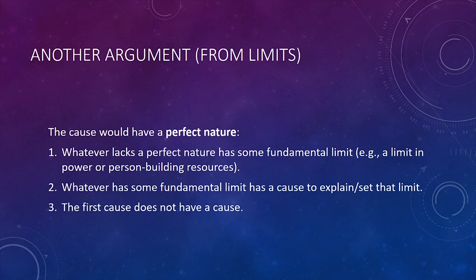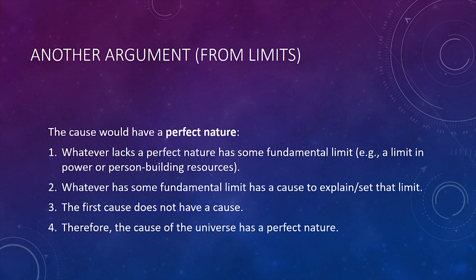Third, the first cause does not have a cause because it's the first cause. So by definition, because it's first, it doesn't depend on some prior cause that produced it. But then if everything that has a fundamental limit does have a cause, then this first cause does not have a fundamental limit. And if whatever lacks a perfect nature does have a fundamental limit, then it follows that this first cause has a perfect nature.